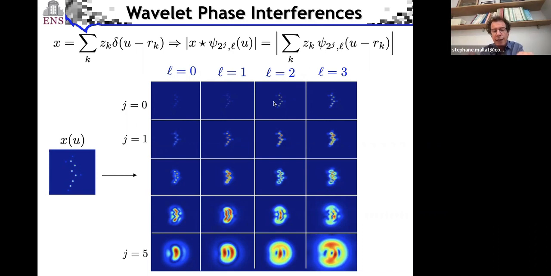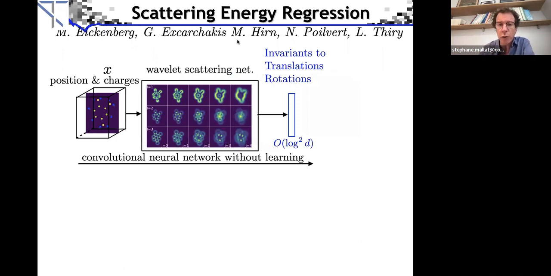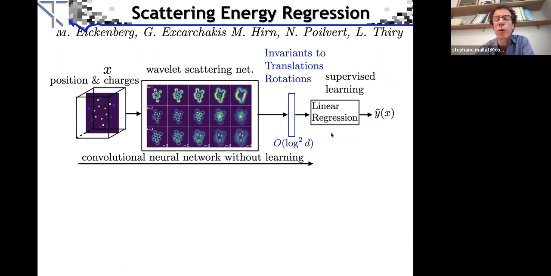So what is going to happen is that it's as if each Dirac is emitting a waveform, a small wavelet. These wavelets are going to interact, and then you are going to have the phase collapse, the modulus, which is going to produce the interactions. When the wavelets are very small, their supports don't interact, it just gives you blobs. When the wavelets get bigger, the interactions are going to create these patterns of interference, which are capturing the geometry of the molecule. So you do that on two layers. This is what the scattering network is going to do. Then you average, and you get something which is invariant to translation, rotation, and stable to deformation. And then you do a linear regression.